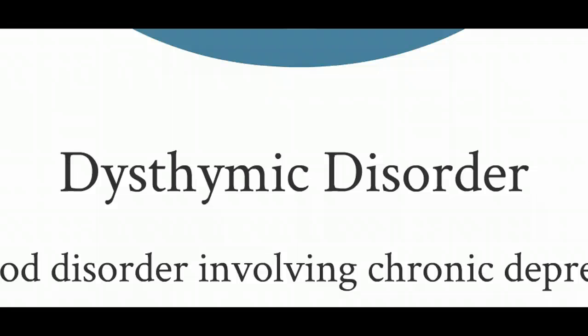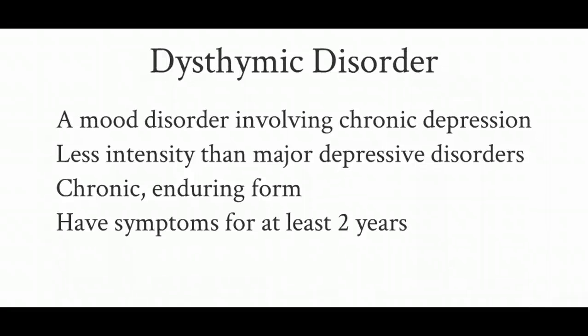The next disorder is dysthymic disorder. Dysthymic disorder is a mood disorder that is chronic versus acute, like major depression. And it's a lower level of intensity than major depressive disorder. So this is going to last a long time. As a matter of fact, you need the symptoms for at least 2 years to meet the criteria for dysthymic disorder. So it's kind of like a low-level chronic depression.